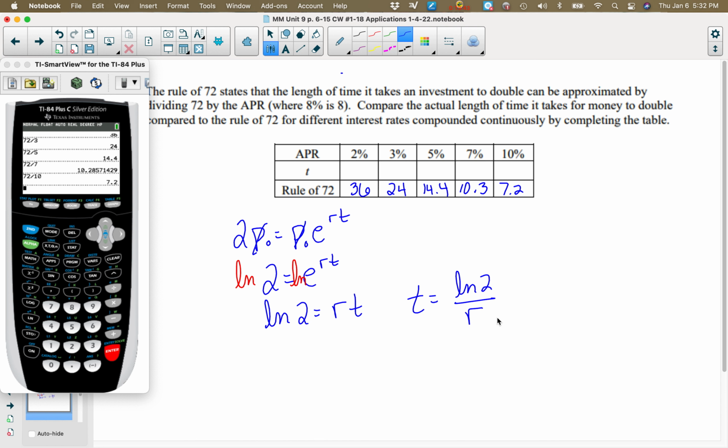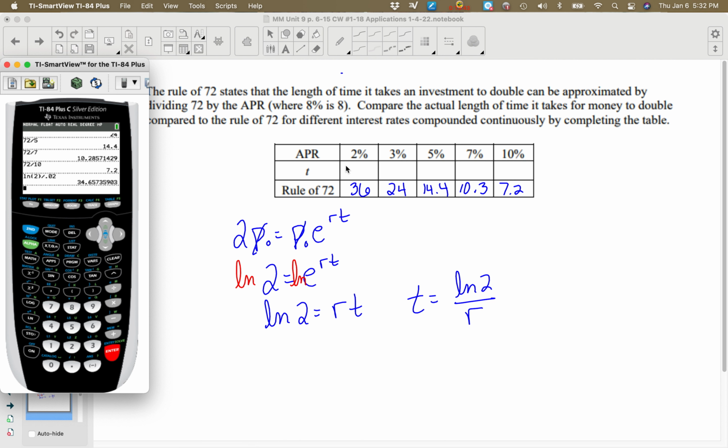But this time r is a decimal value. So if you take ln2 and divide by 0.02, this is going to be what it actually would be, not the estimate. You get 34.7 approximately if you go to the nearest tenth.